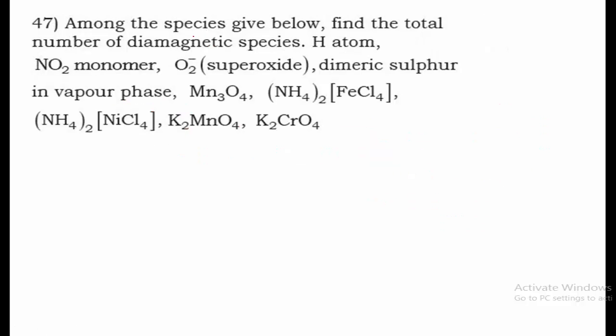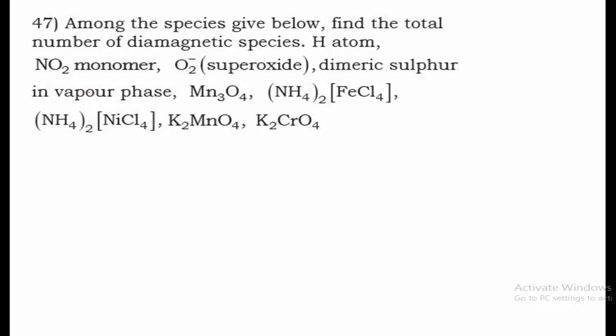47th, amongst the species given below, find the total number of diamagnetic species: H atom, NO2 monomer, O2 minus superoxide, dimeric sulfur in vapor phase, Mn3O4, (NH4)2FeCl4, (NH4)2NiCl4, K2MnO4, K2CrO4. So in this, you need to find the total number of diamagnetic species.